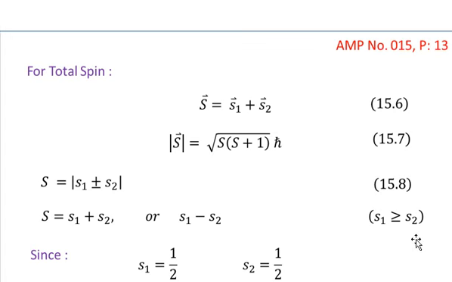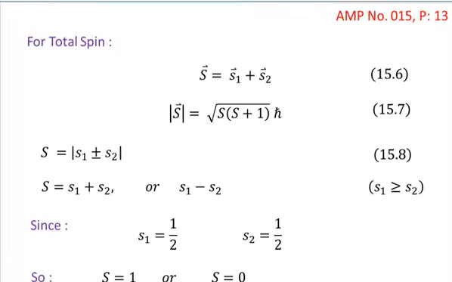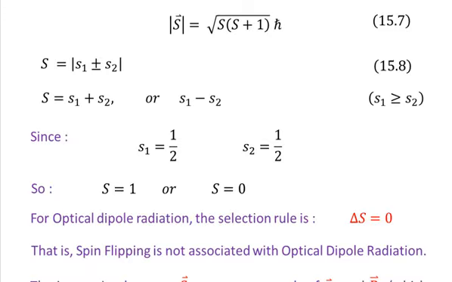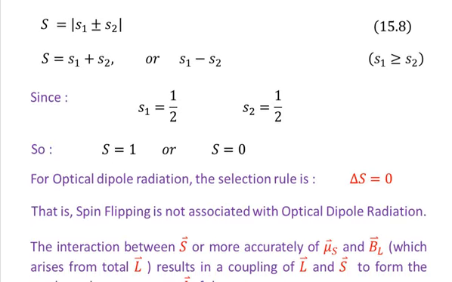Here I am assuming that S1 is greater than or equal to S2. This condition will be applicable for a system having more than two electrons. But if there are only two electrons, it doesn't matter which one is greater or smaller, because both have the same value, equal to half. Since S1 is half and S2 is half for the two-electron system, the total spin quantum number capital S could be either 1 or 0.